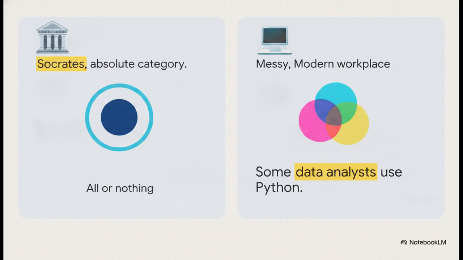Some data analysts are Python users. Modern organizational scenarios rarely deal in absolutes like ancient philosophy did. They involve overlapping groups of employees, completely different skill sets, and partial intersections. We aren't saying all data analysts use Python, and we definitely aren't saying all Python users are data analysts. We're simply asserting that a shared space exists between these two distinct sets, and that requires a much more nuanced visual model.